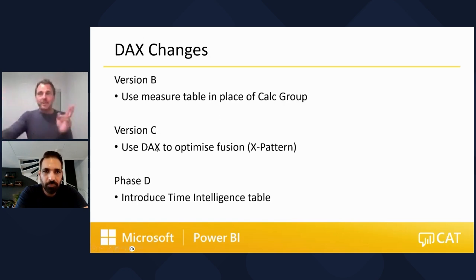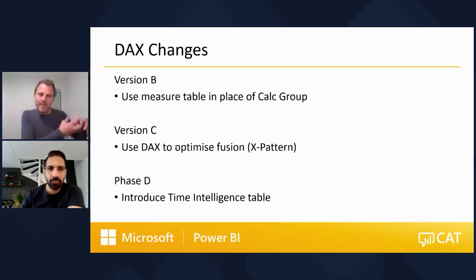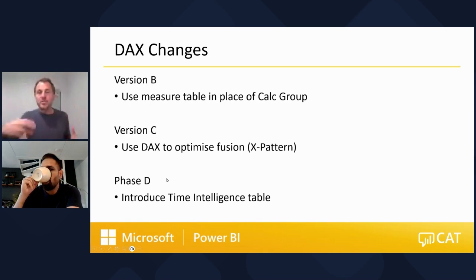Version C, or the one after that, what I did was take my simple line of DAX, which is just sum of column, and use that pattern I showed you earlier that we used to get around fusion. So made my DAX more complicated, but we'll have a look to see what it did. And then finally, we introduced a time intelligence table into the model to finish that off. So what did that look like to the server timings? Because I don't want to spend too much more time on that.